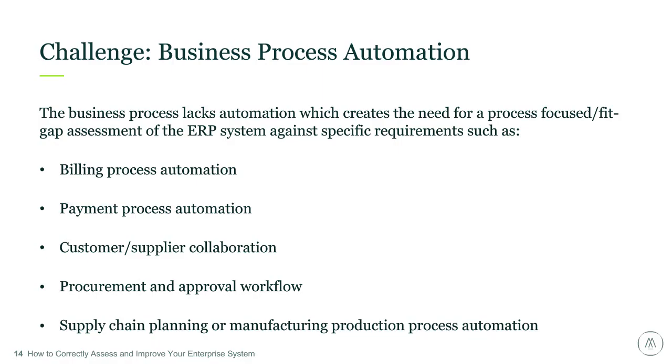Enterprise systems are supposed to reduce manual processes. They're supposed to allow for increased visibility across your organization and also enable improved decision making. But what if you've already implemented a system, but a business process still lacks automation? In that case, there may be a need for process-focused fit gap assessment.